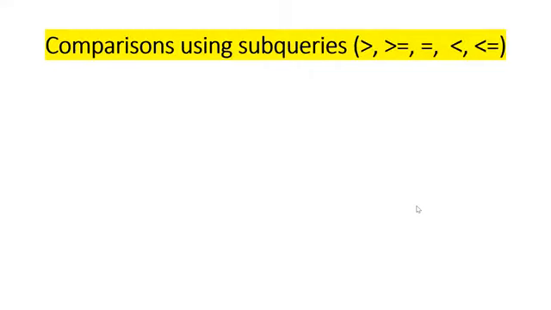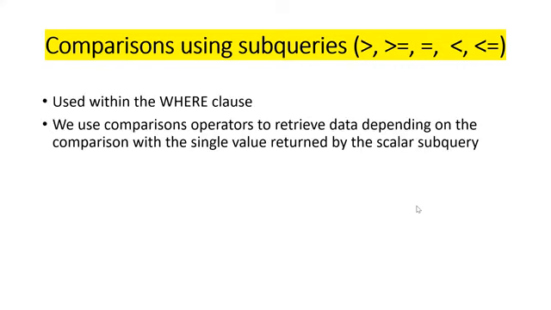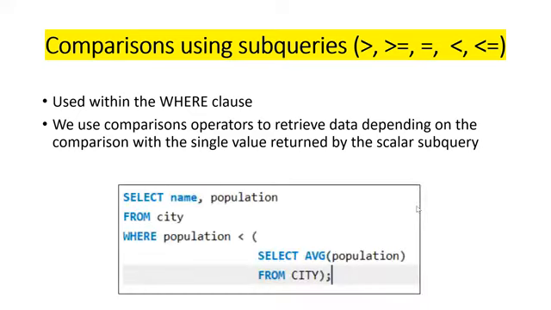The third type is comparisons using subqueries. They are used within the where clause, and we use comparison operators to retrieve data depending on the comparison with a single value returned by the scalar subquery. For example, we can return the minimum, the maximum, or the average. Here we have an example.